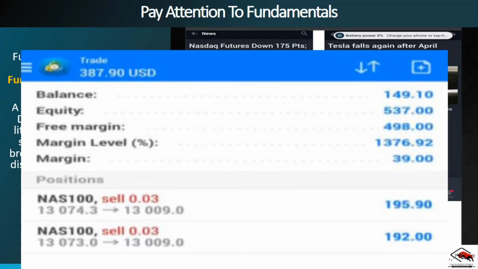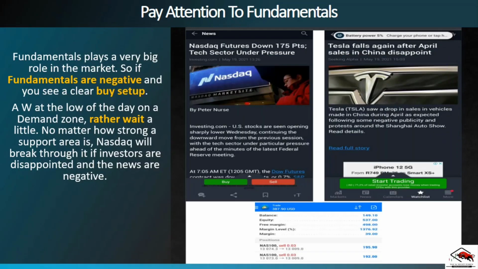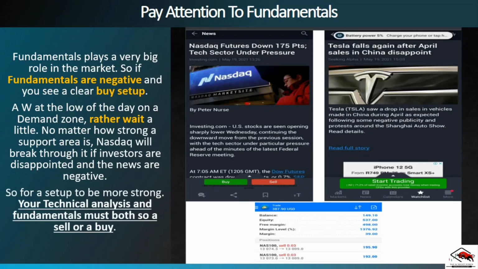So to wrap up this lesson, keep in mind that fundamentals play a very big role in this market, especially in this Nasdaq market. If fundamentals are negative and you see a clear buy setup, a W at the low of the day on a demand zone, rather wait a little. Just have patience and see what happens before you enter your trade. No matter how strong a support area is, Nasdaq will break through it if investors are disappointed and there's negative news being released. So for a setup to be stronger, your technical analysis and fundamentals must both be a sell or a buy. They must be aligned in order for you to have that perfect setup. That's it for this lesson. Let's move on to the next lesson as we dive deeper into these fundamentals.